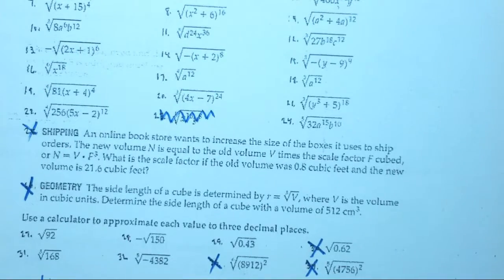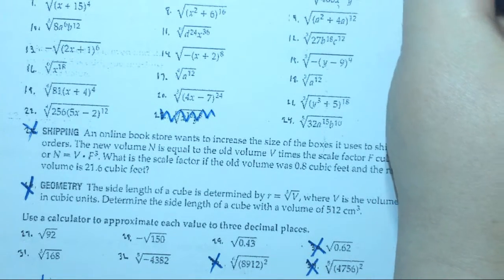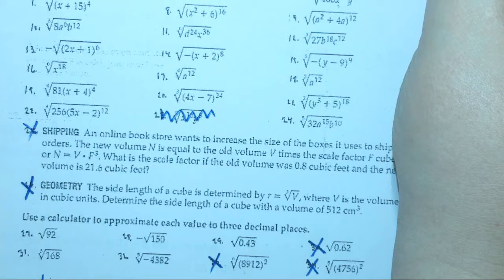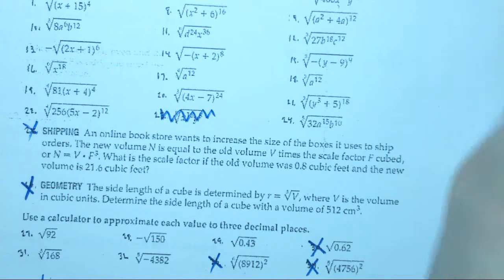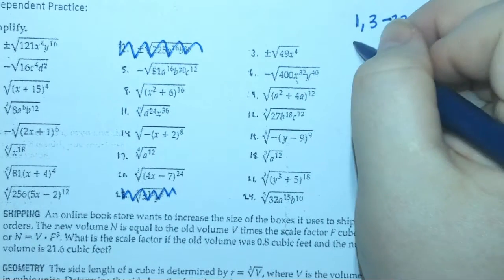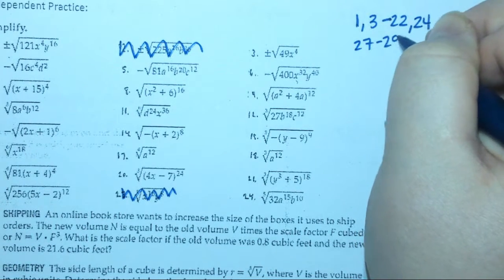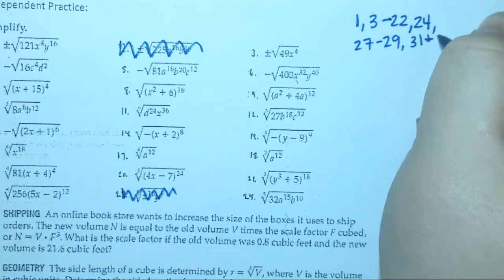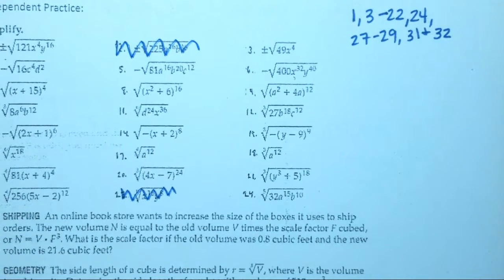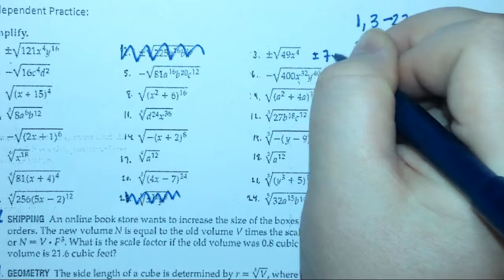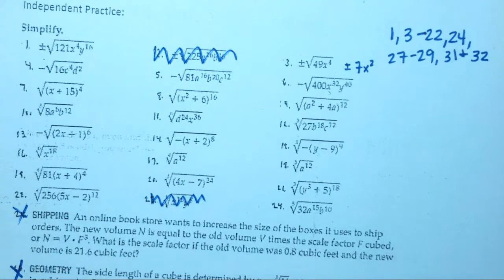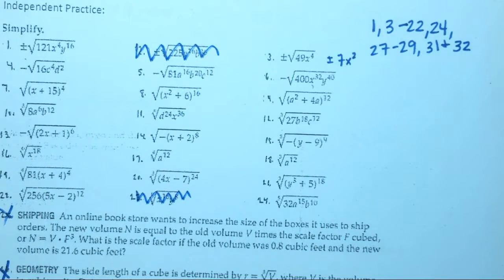So Mia needs to do 1, 3 through 22, 24, and then she has some calculator ones, which are 27 through 29, 31, and 32. That sounds like a lot of problems, but you literally should be able to fly through them. Heck, number 3 I know is plus or minus 7 to the x squared.